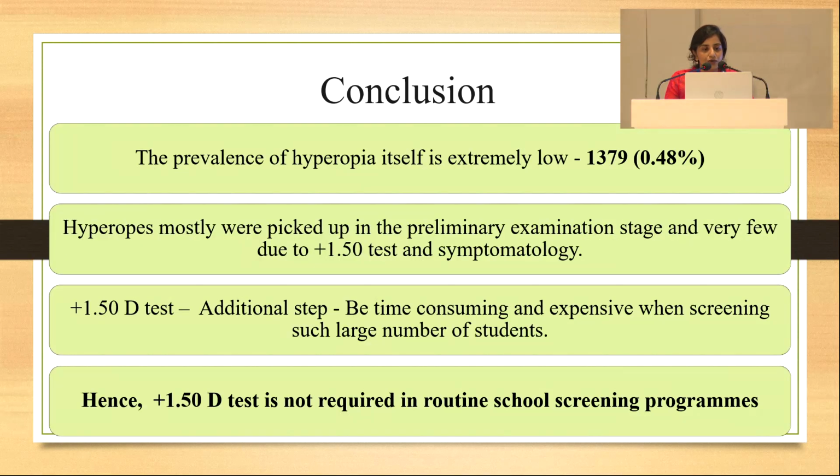Coming to the conclusion, the prevalence of hyperopia itself is extremely low, that is 0.5%, and hyperopes are predominantly picked up in the preliminary examination itself, and very few due to the 1.5 diopter test. The 1.5 diopter test is an additional step which will be very time consuming and expensive when screening such a large number of students. Hence, it is not a required test in a routine school screening program.